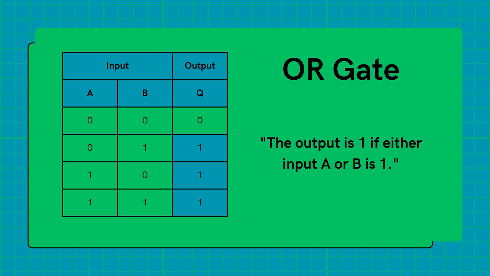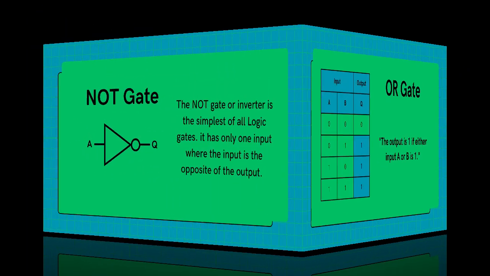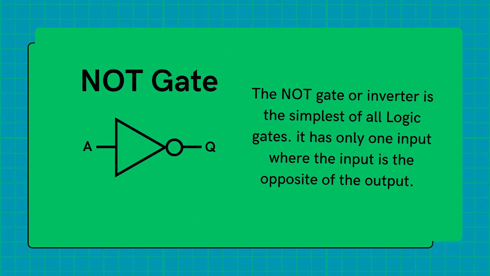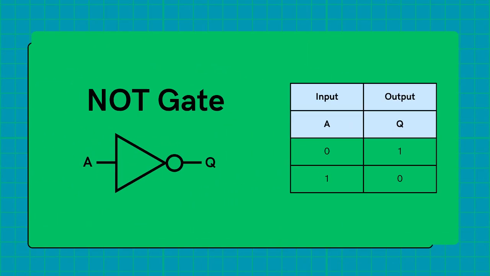So the next is the NOT gate. The NOT gate, or the inverter, as they also call it, is the simplest of all logic gates. It has only 1 input and 1 output, while the OR and the AND have 2 inputs. The output is the opposite of the input. That is, if the input is 1, the output will be 0. Let's check the truth table. When A is 0, Q is 1. When A is 1, Q is 0. So just the opposite.